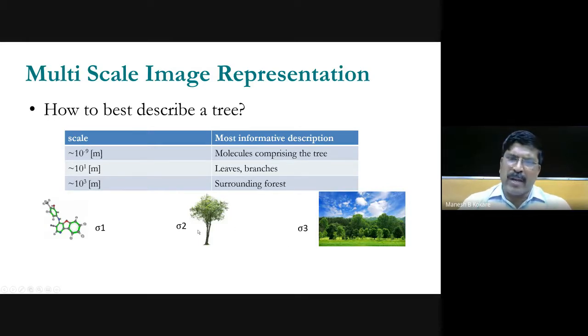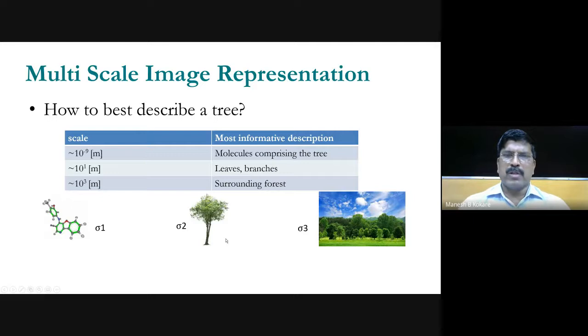Now you are going very close to this tree, and you can see more details about it at lambda 2, that is scale 2. Now you are particularly interested in one of the leaves, so you go very close to that leaf, and you can see, for example, the molecular structure of that leaf at lambda 1, and so on. So by changing the scale, you are getting different information about the object or the scene.